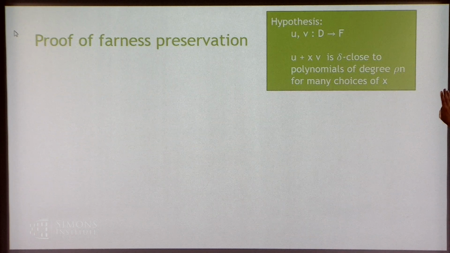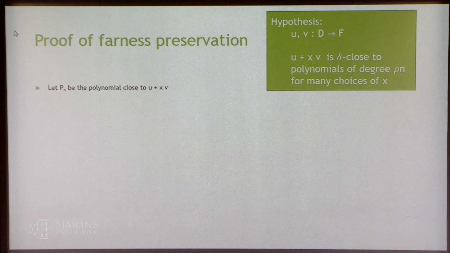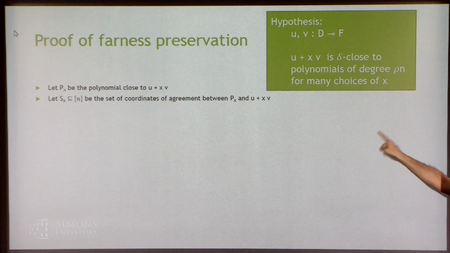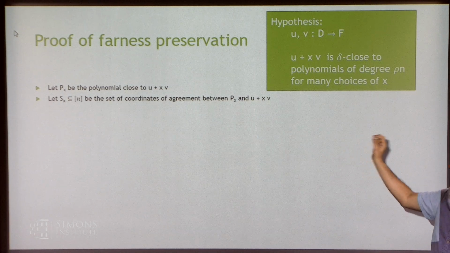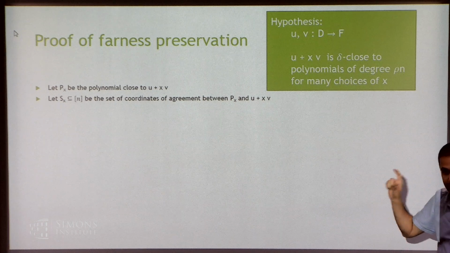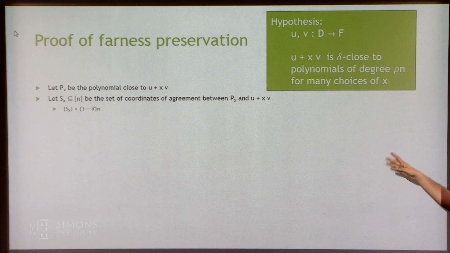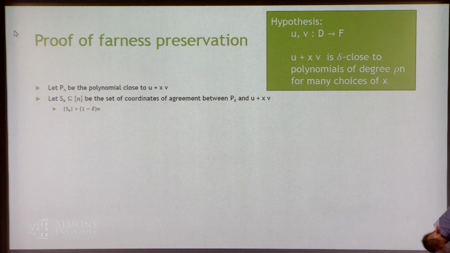So our hypothesis is this: we have two functions u, v, so that for many choices of x, u plus xv is delta close. Okay, so let px be the polynomial close to u plus xv. So for some x's, we have a px. For those x's, we also have a set sx, which is the set of coordinates of agreement between px and u plus xv. And note that the size of sx is at least 1 minus delta. This is our assumption.